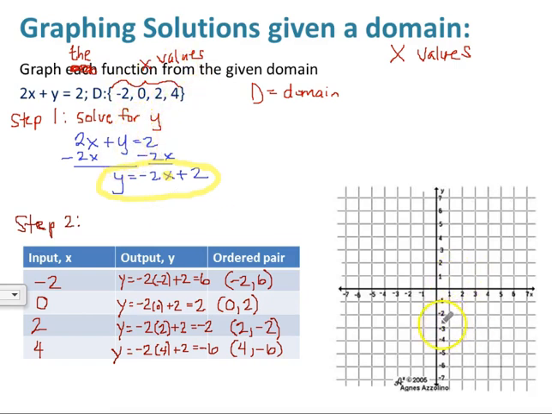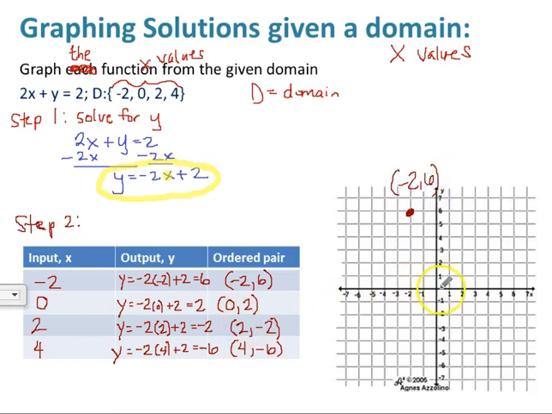So all I'm going to do is plot 4 points. I'm not going to connect them in any way, because we don't want the outputs for any of the in-between points. We only want the outputs for these 4 inputs. The first coordinate pair here is (-2, 6). To plot a point, I start at my origin, go to the left 2, and then up 6. So there's that first point, (-2, 6).